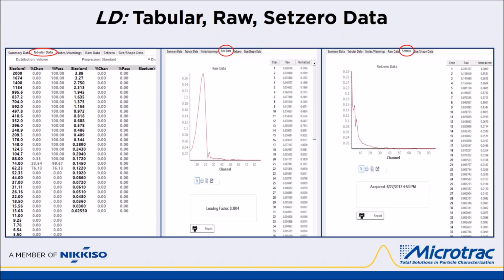These are views of the laser diffraction tabular distribution data on the left, the raw data on the detectors, and at the right, Setzero calibration data.